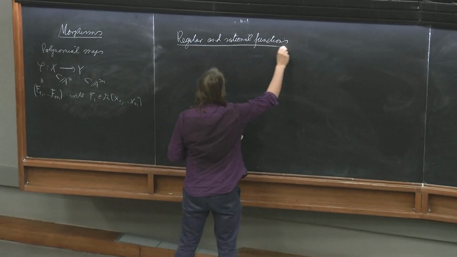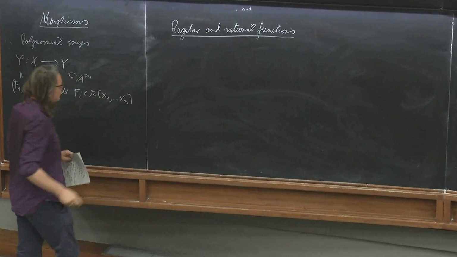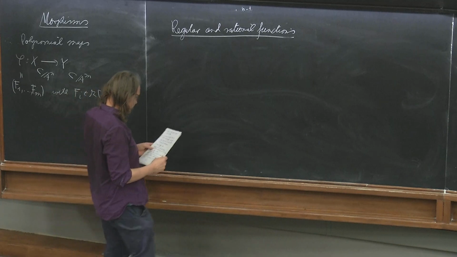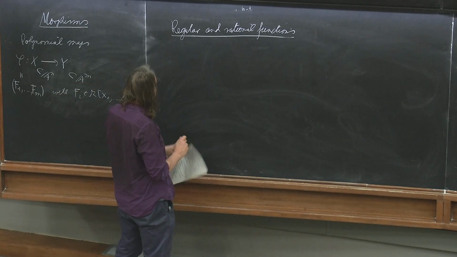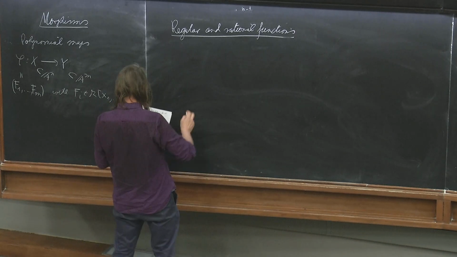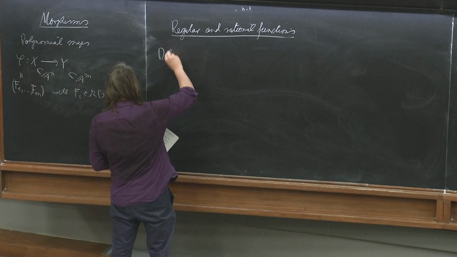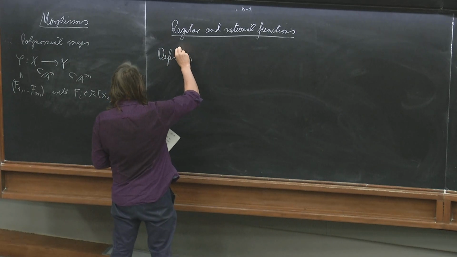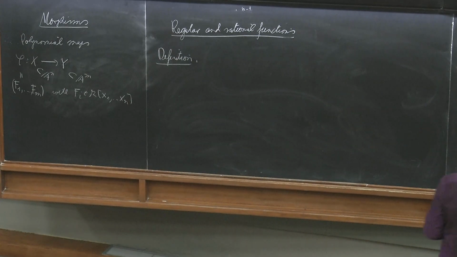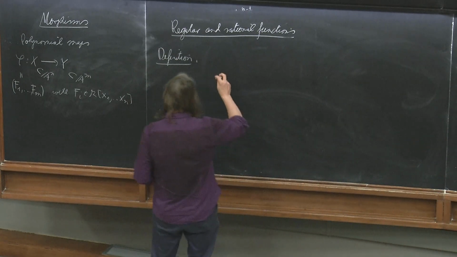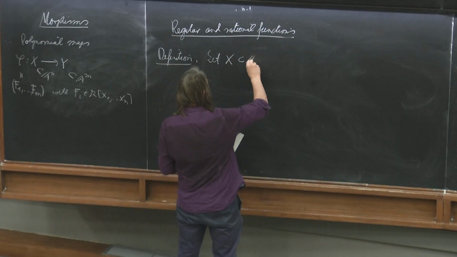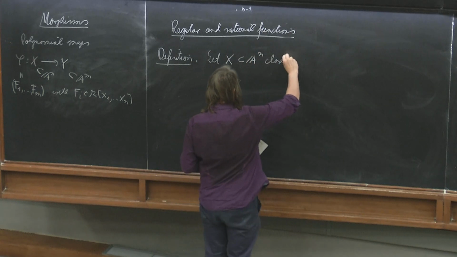They will be functions which you could either say are given as quotients of polynomials, or they are given as quotients of elements in the coordinate ring. So let's look first again at the affine or quasi-affine case. We let X be an affine variety, so X in A^n is a closed subvariety.